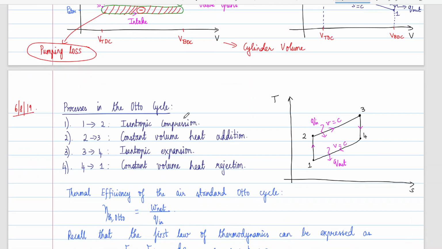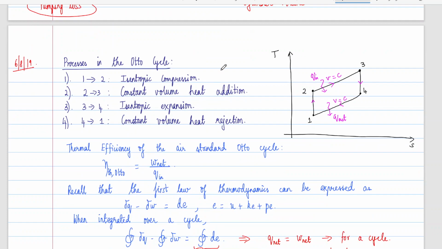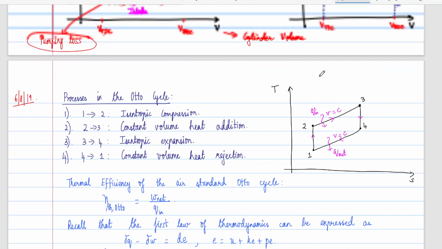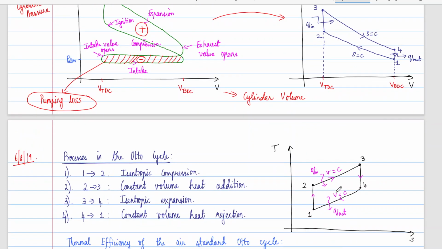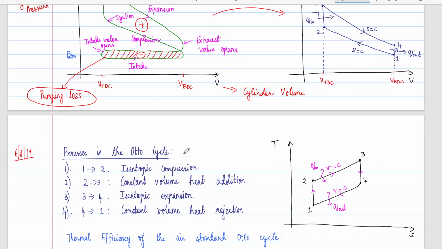So what are these processes in the Otto cycle? Processes are as follows. If we draw the corresponding TS diagram of the above PV diagram, this is how it would look. In the process 1 to 2, we are looking at isentropic compression. In 2 to 3, we are looking at constant volume heat addition. Then in 3 to 4, we are looking at isentropic expansion. And in 4 to 1, we are looking at constant volume heat rejection.